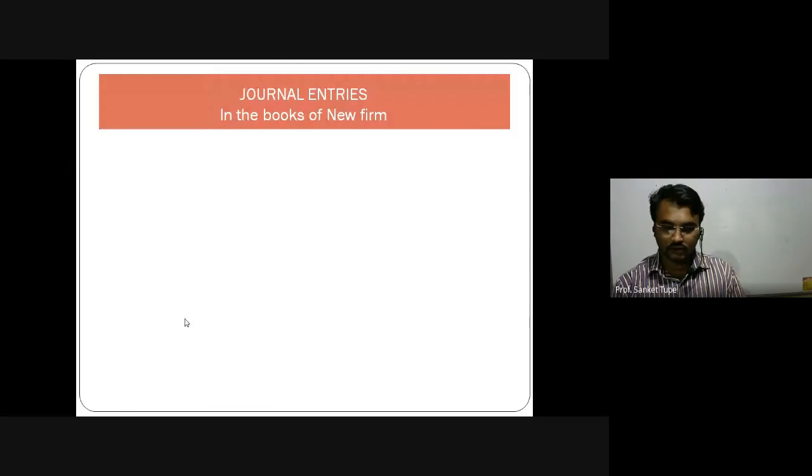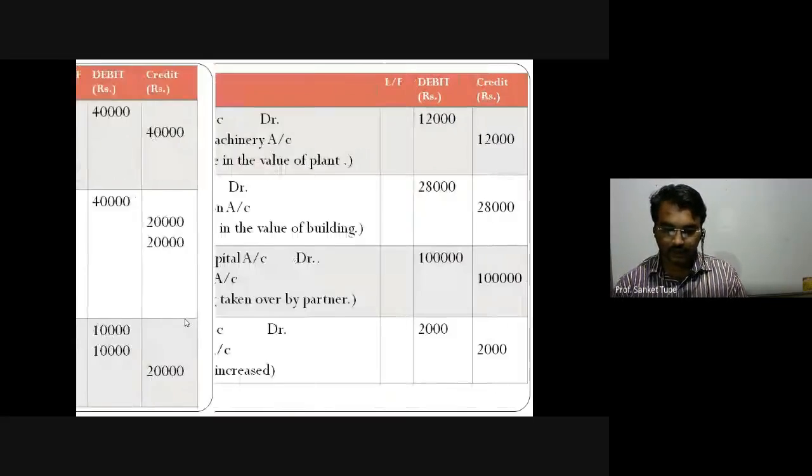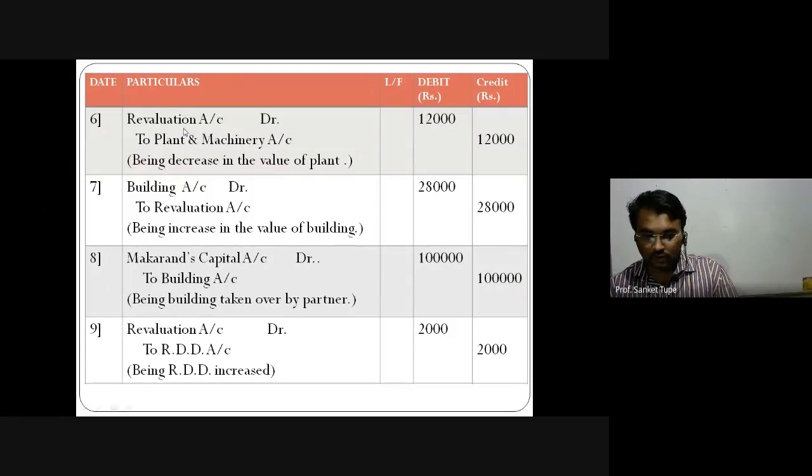Let's see how to make these adjustments, how to make the entries regarding that. So revaluation account debit 12,000 to plant and machinery as the asset is decreased by rupees 12,000, being decrease in the value of plant. Then the value of building has increased from 72,000 to 1 lakh, 1 lakh minus 72,000, so the difference amount is 28,000. This much amount has increased, so debit the building further, because whenever an asset is debited it increases. So here we need to increase the asset, so building account debit 28,000 to revaluation account 28,000, being increase in the value of building.